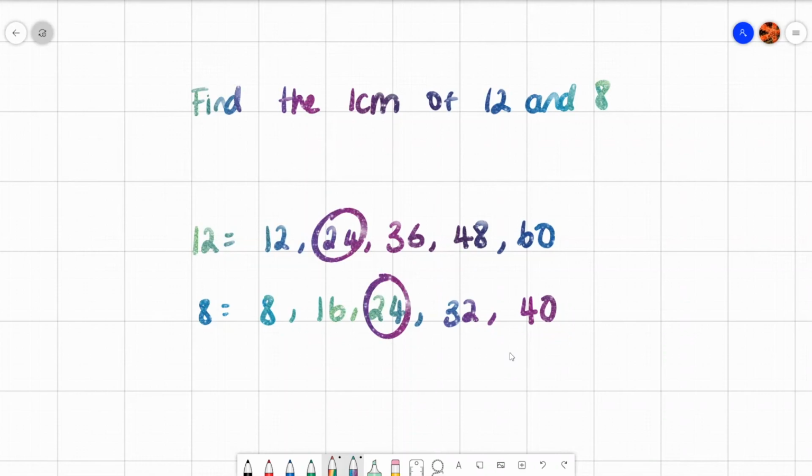Often people get stuck between highest common factor and lowest common multiple in the exam and they lose marks. So you need to make sure that you understand what multiples and factors are and what they're asking you to do, so you don't make the mistake of mixing them up.